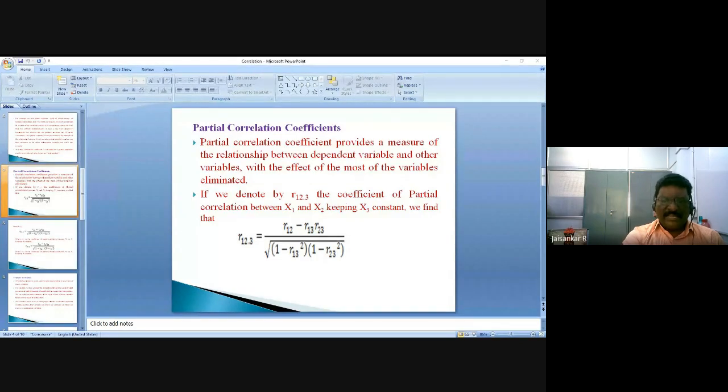This is only for the three variable case. But when using a computer, you need not worry about how many variables there are, because it is going to calculate everything. Therefore, you may have 10 variables also, and we can find how exactly these two variables are related. In biostatistics, we may come across so many variables.